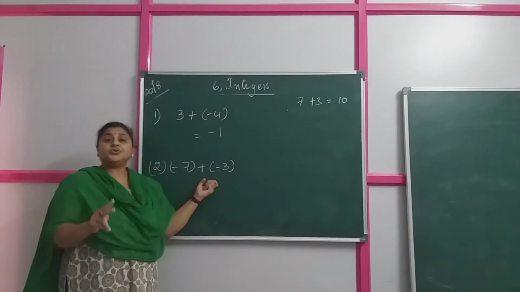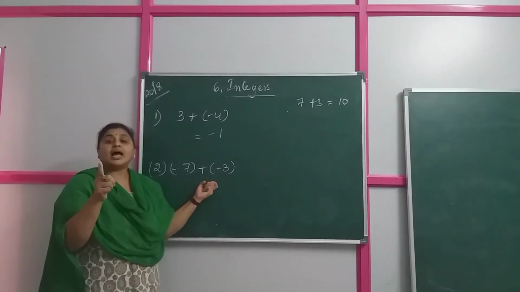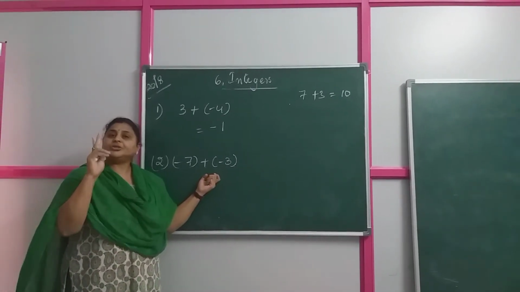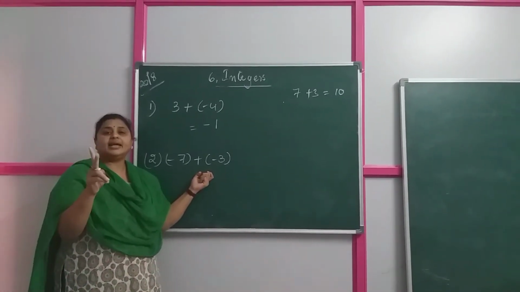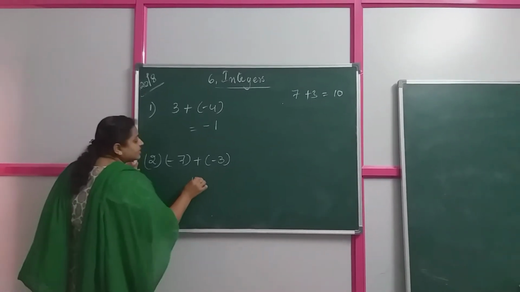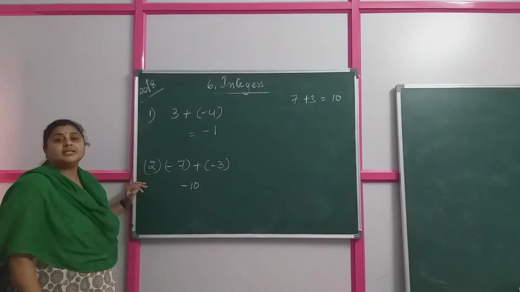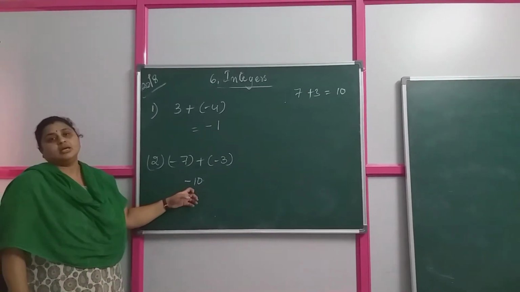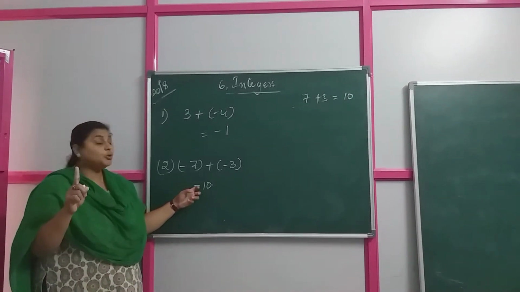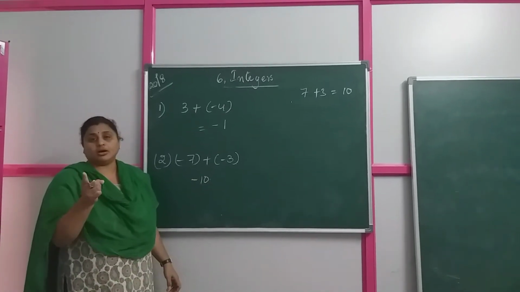If the given two integers are negative, then you have to add and give the minus symbol. If you are adding any two negative integers, you add and give the minus symbol. Now 7 plus 3 is 10. Since both are negative, I am giving the minus symbol, that is minus 10. This sign is very important, children. If you forget to put the minus or plus sign, it means the whole problem is wrong.